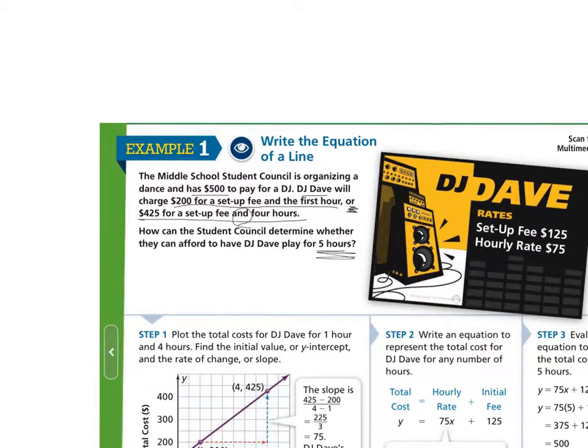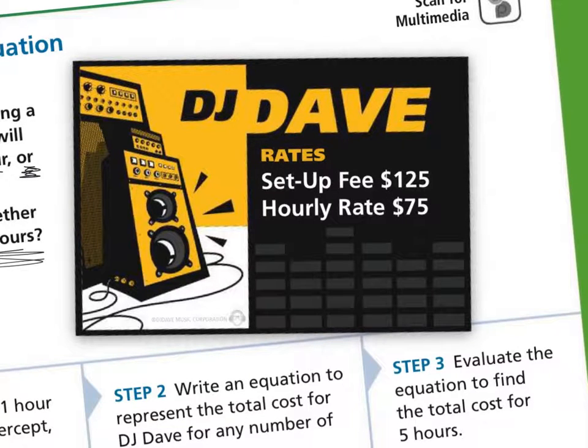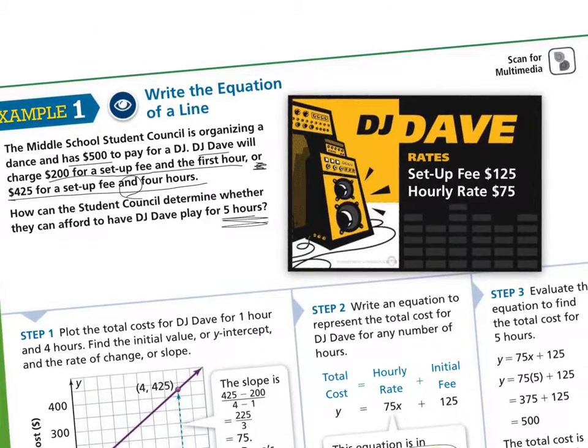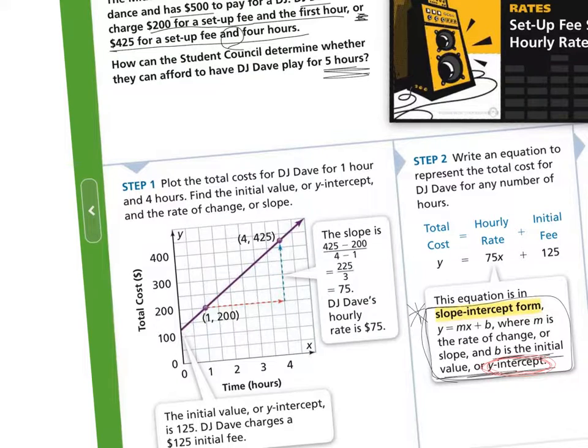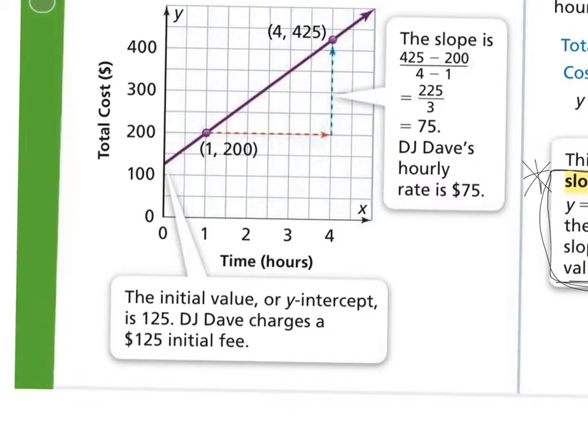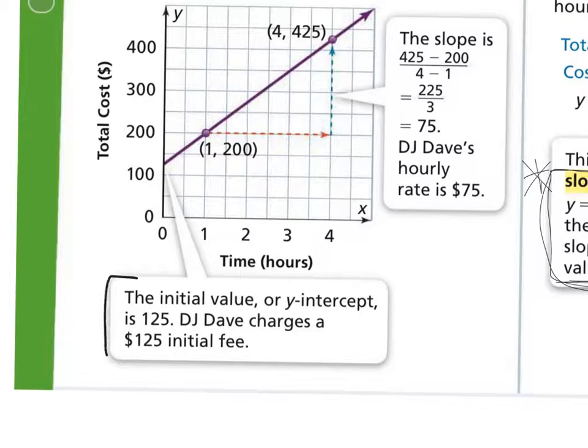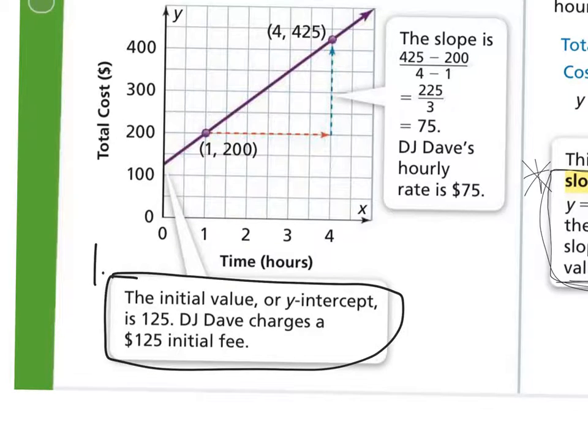So you can see here from his business card, setup fee is $125 and the hourly rate is $75. And that's very valuable information right there, actually. That's more valuable than the information that they told us in the problem. So what we're going to be looking at is we have an initial value or initial fee, which is the setup fee of $125. Kind of like we talked about in the last lesson, that initial value, that starting value, is the same as our y-intercept.